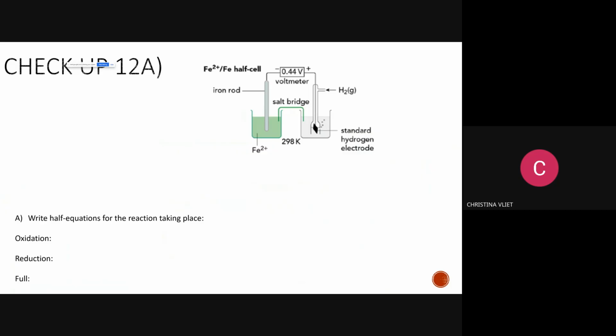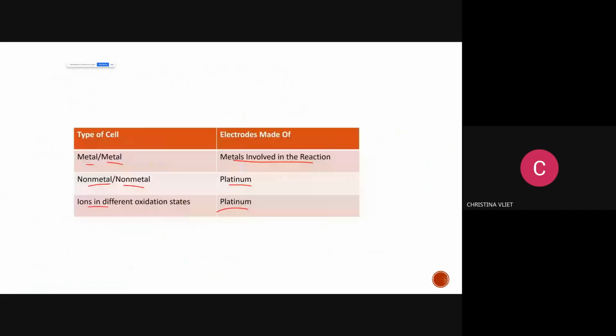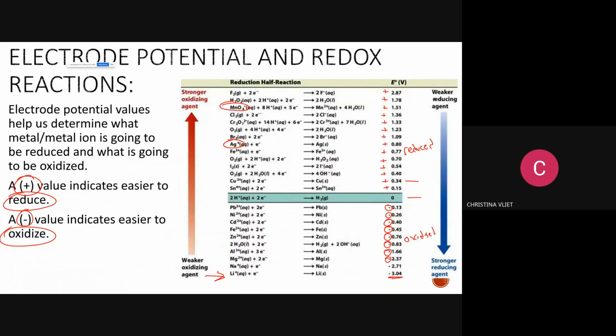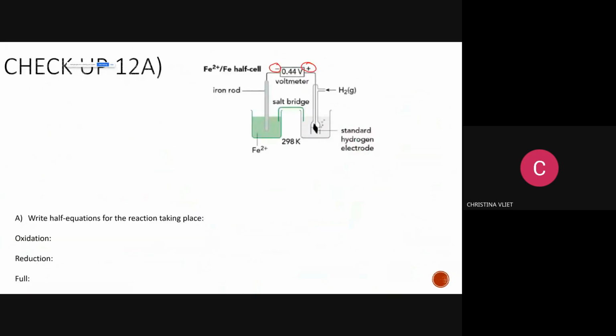Write the half equations for the reaction taking place. So looking at this, can we tell if iron has been oxidized or reduced? If you need help, go to the table to help you. Iron has a negative value. That means it's oxidized in comparison to the sheet. So iron is oxidized here.